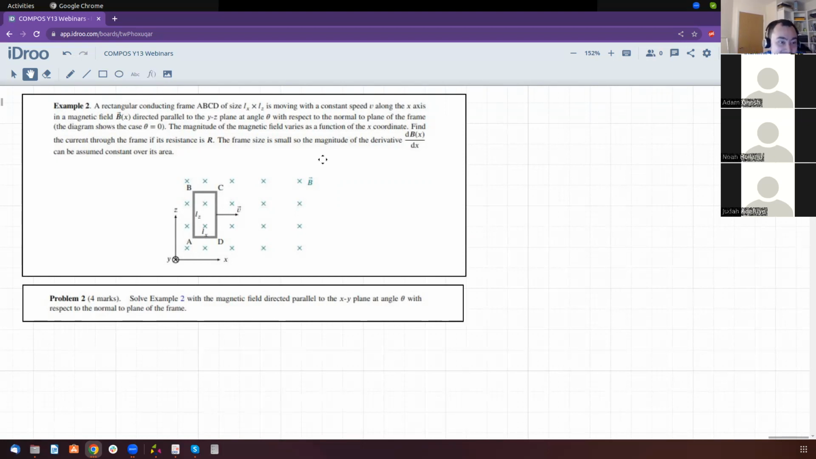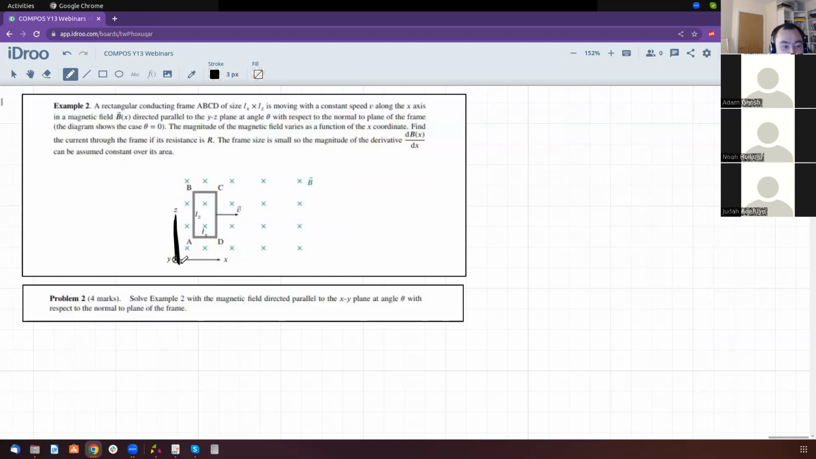So a rectangular conducting frame ABCD of size Lx times Lz is moving with a constant speed along the x-axis. The field is directed parallel to the YZ plane. So the magnetic field is in this plane, in the YZ plane.